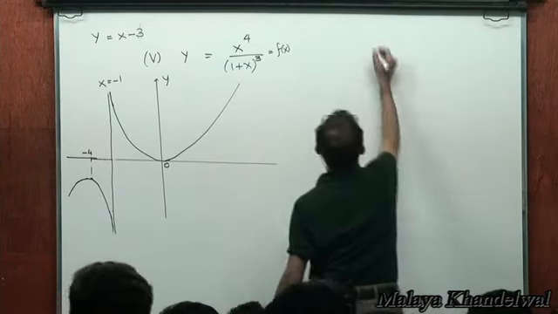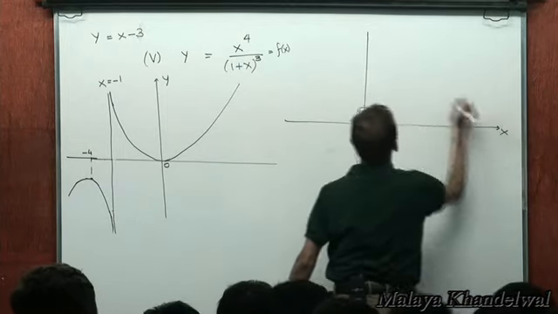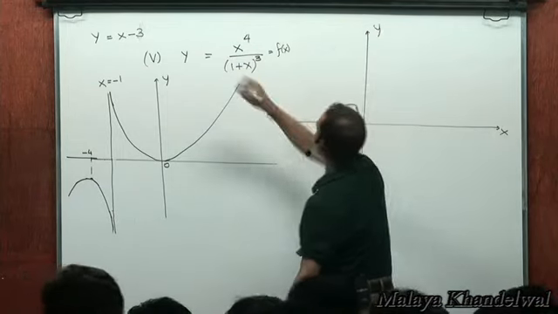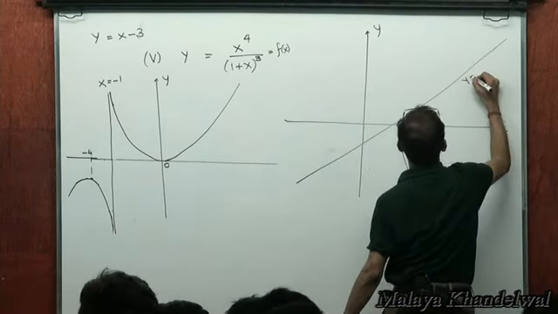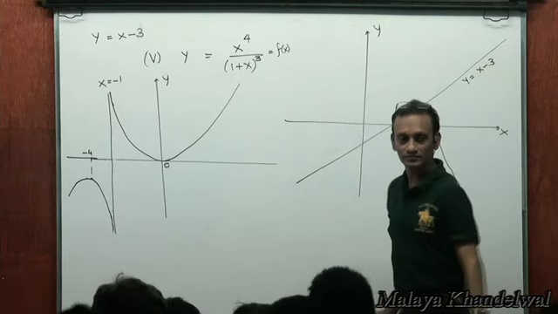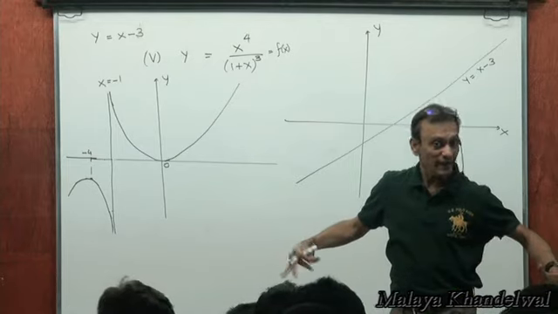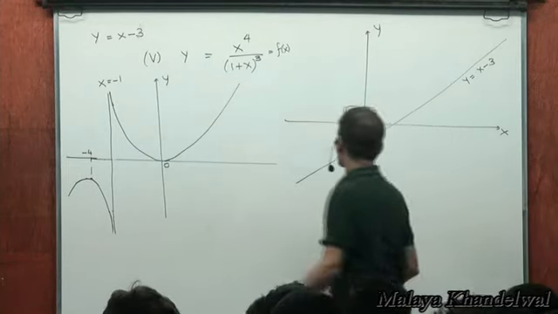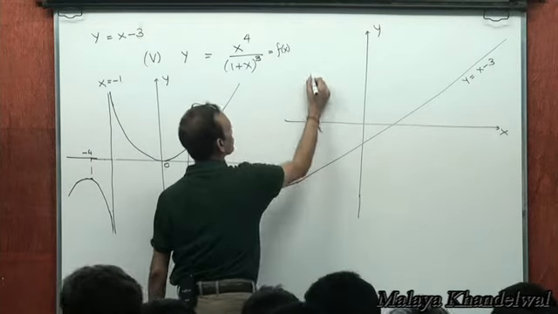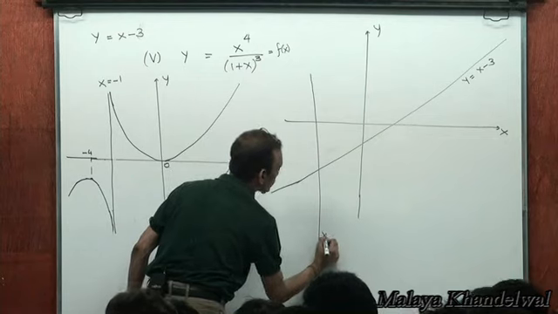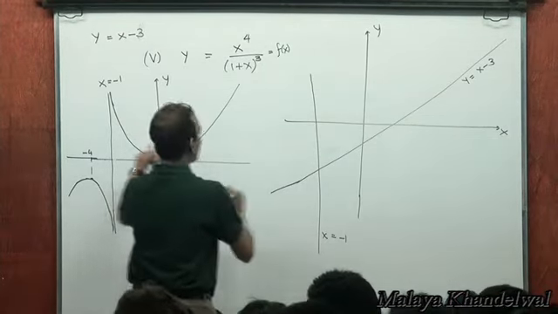Let me first draw the two asymptotes and redraw this curve. Y equal to x minus 3 is this asymptote. C is minus 3. This is y equal to x minus 3. It is an asymptote. As x tends to plus or minus infinity, the curve tends to y equal to x minus 3, right? There is a vertical asymptote, which is x equal to minus 1. Okay.